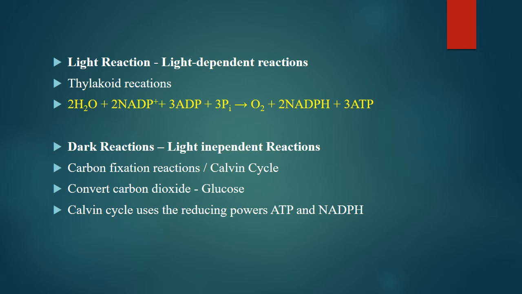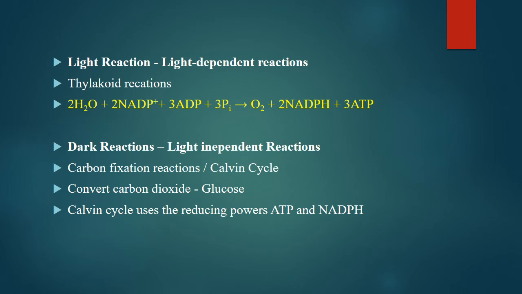Light reactions are those reactions which are dependent on light. That is, they require the energy from the sun or any other light source. They are also known as thylakoid reactions. The thylakoid reactions of photosynthesis take place in specialized internal membranes of the chloroplast called thylakoids. The end products of these thylakoid reactions are the high energy compounds ATP and NADPH.